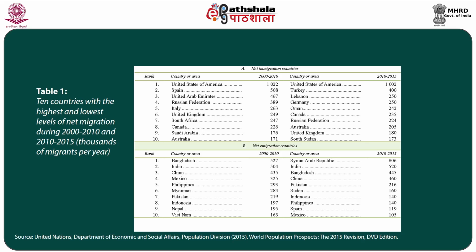By 2010 to 2015, the list included countries like Syrian Arab Republic, followed by India, Bangladesh, China, Pakistan, Sudan, Indonesia, Philippines, Spain and Mexico. We know the situation and the factors responsible for this situation in Syrian Arab Republic.